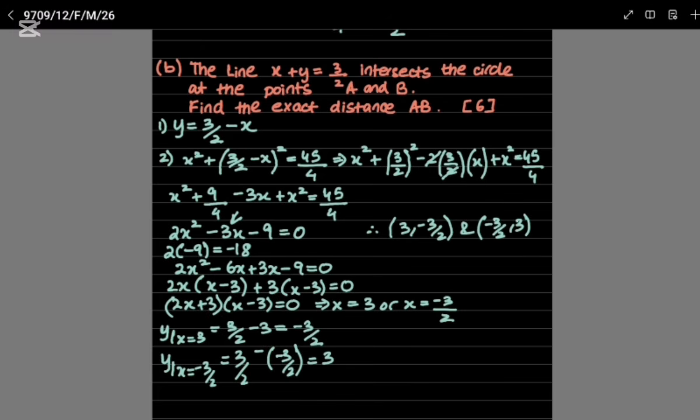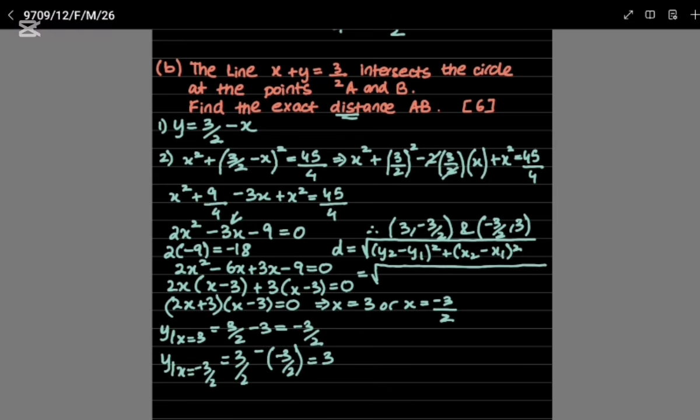But that's not it. We have to find the exact distance AB. What's distance? For distance, let me write the formula. It's the square root of (y2 minus y1) whole squared plus (x2 minus x1) whole squared. And by the way, you take the root of everything.